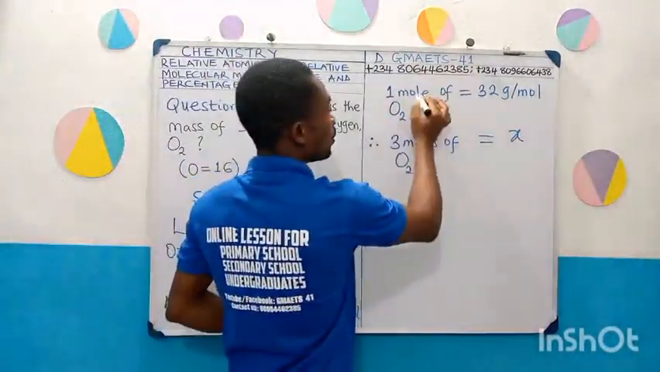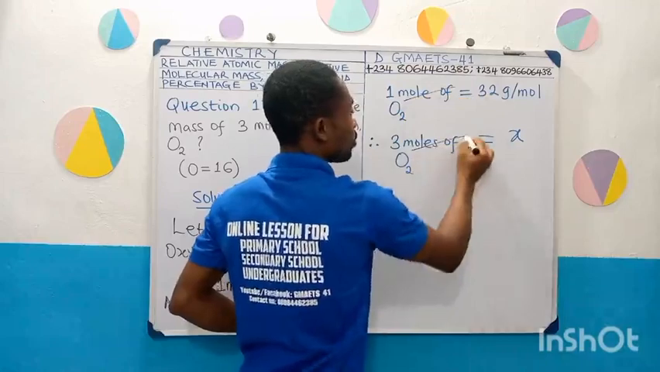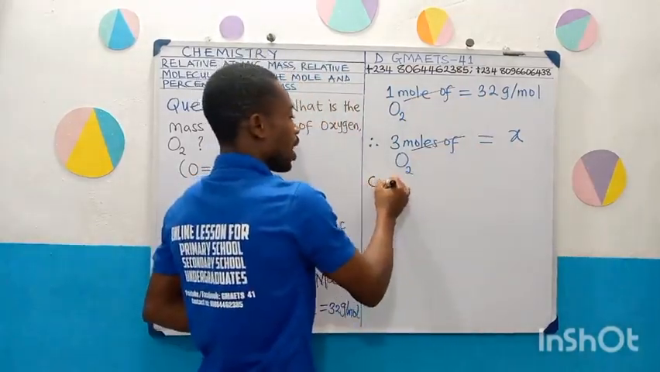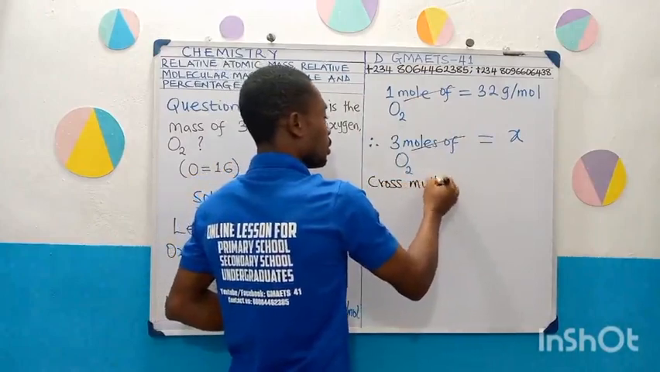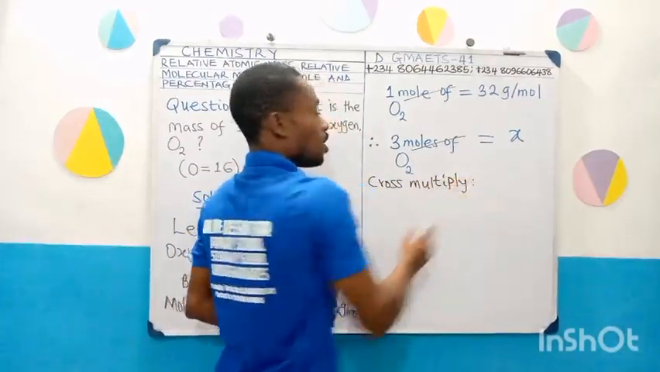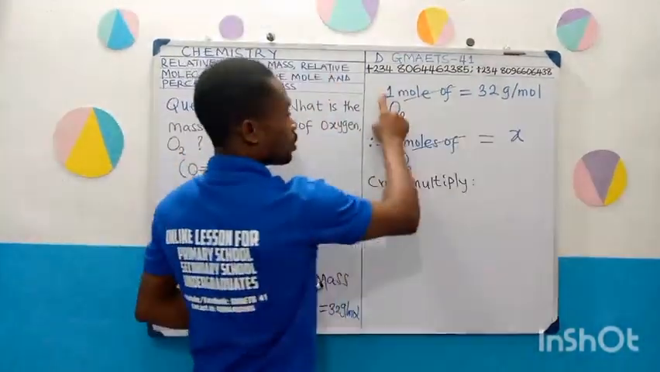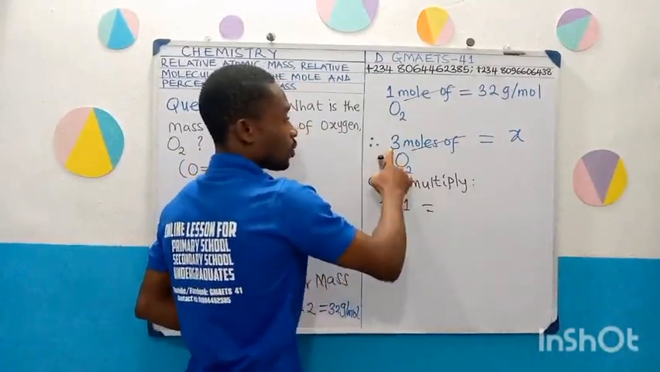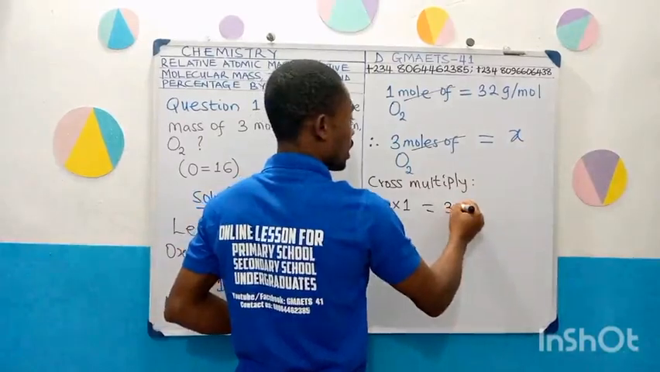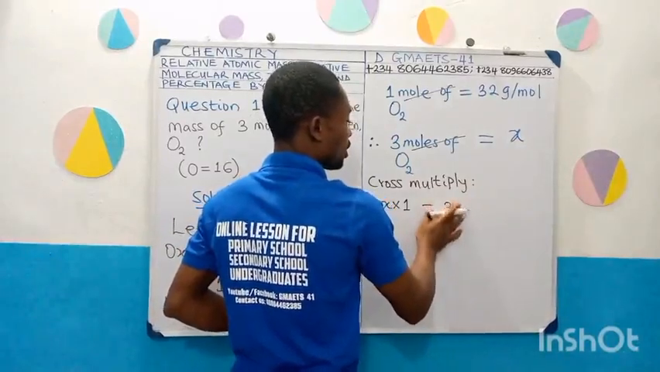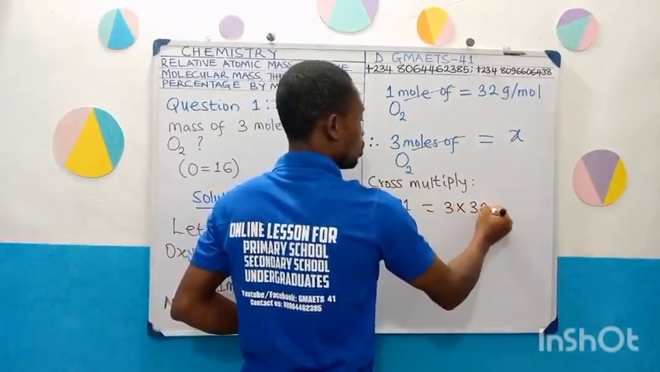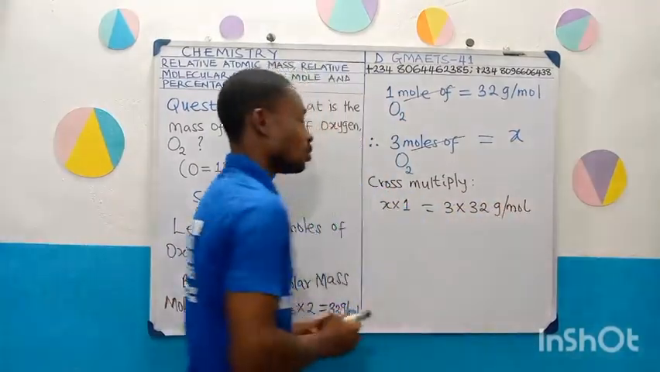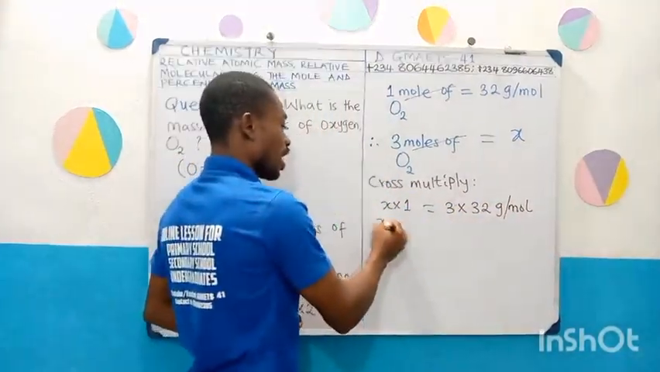So from here, what will happen? This mole will cancel out. You now cross multiply. If you cross multiply, this X will multiply this, we get X times 1, equal to this 3 multiplied by 32, so you will get 3 times 32 grams per mole. So if you solve this, what will the value of X give you?